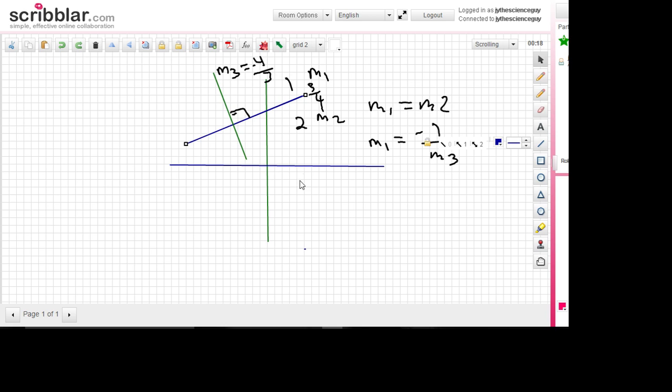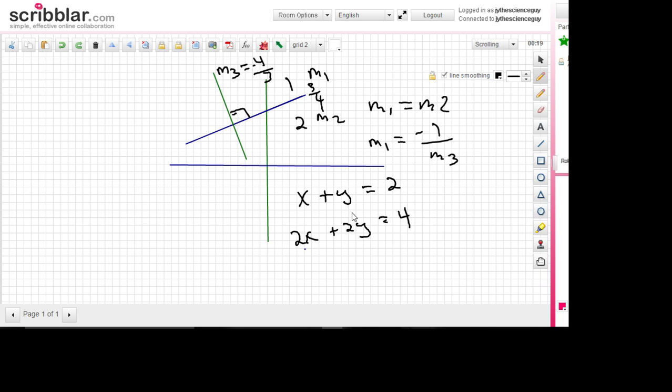Okay. So if you have, this is what it's going to look like. Let's say I had x plus y equals 2. And then I have 2x plus 2y is equal to 4.